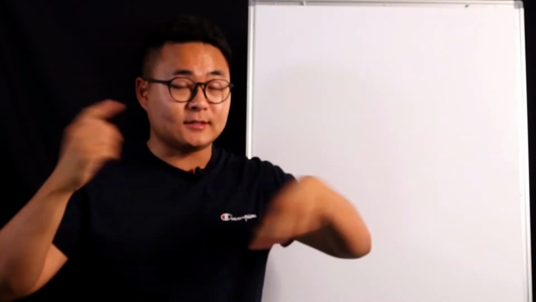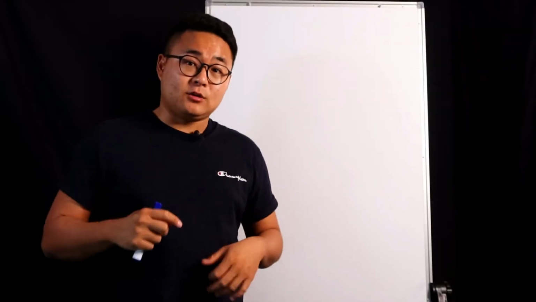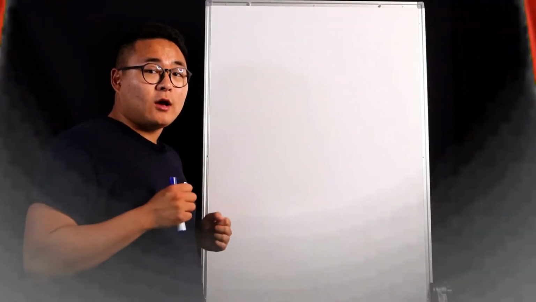So let's get it popping. There are 4 things that you really got to pay attention to in running the numbers for rental properties, and that is income, expenses, cash flow, and return on investment. And I'm going to put them on the board, and it's going to go like this.